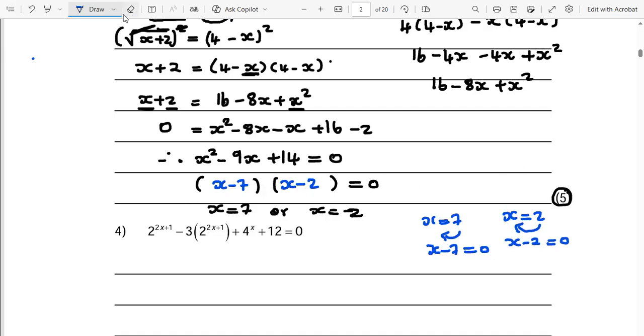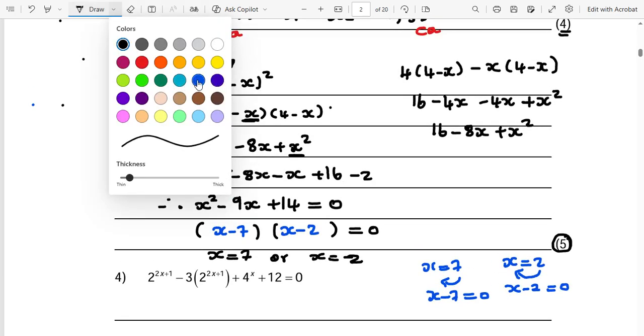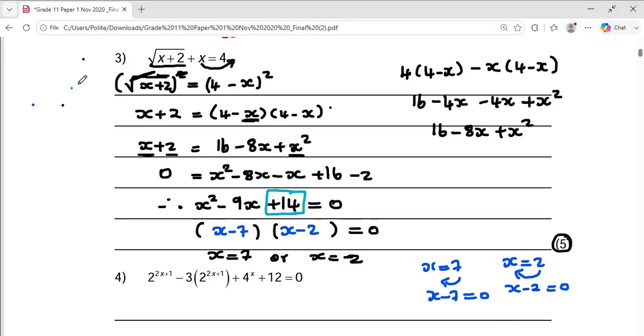Another way, the simplest way, if you don't want to use the quadratic formula, you can ask yourself, I need the factors of 14 that when I add or subtract them, give us the middle term of 9. So the factors of 14 are 2 and 7. And both of them should be negative since 14 is positive. So it's up to you which way you prefer. I hope you guys get this one.